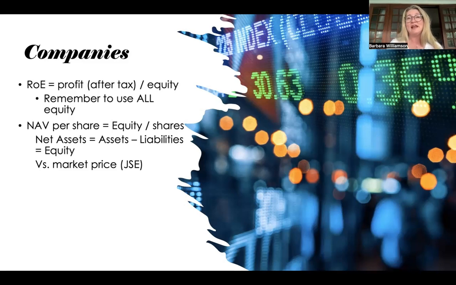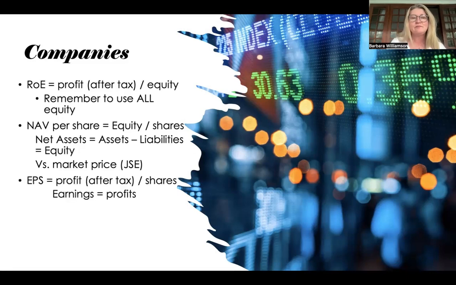If the net asset value is a certain number and the shareholders don't actually trust that, or they think maybe there's something wrong in the financial statements, or maybe they just think that the business is actually going downhill and they just want to get out fast, then you'll see that the JSE price would be lower than the net asset value. Earnings per share is literally your profit after tax, which is earnings divided by your shares. Very simple to calculate.